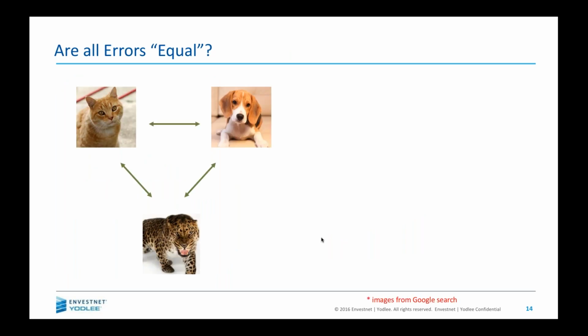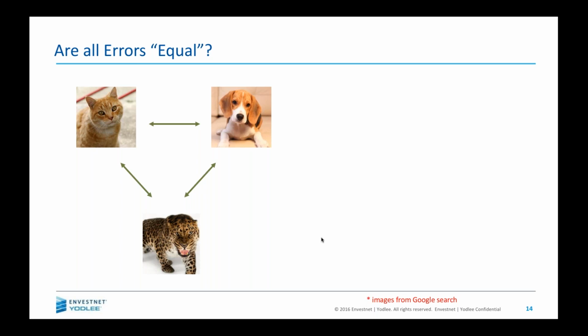The first one is the objectivity part of it. What you see here are three pictures. And let's say this is not an image recognition problem, but a real life problem where you are navigating through a wildlife sanctuary or through a jungle. And the problem is, you may encounter a cat or a dog or a leopard.